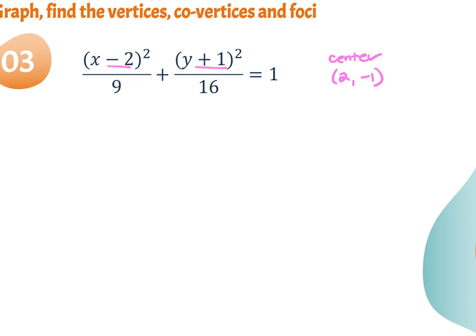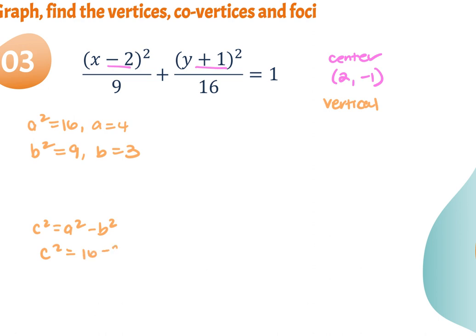Then I figure out which is the bigger denominator, which is what? 16, and 16 is under the y, which means this is vertical. Good. A squared is 16, which makes A 4. B squared is 9, which makes B 3. C squared equals A squared minus B squared. So C squared equals 16 minus 9, which is 7. And C would equal the square root of 7.